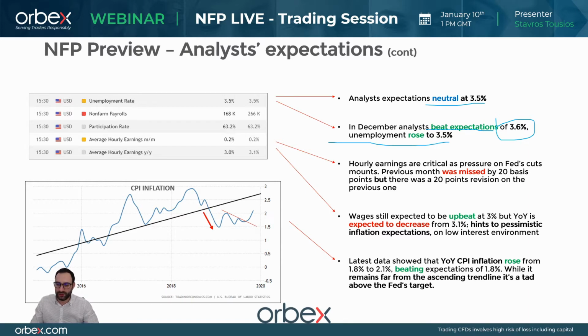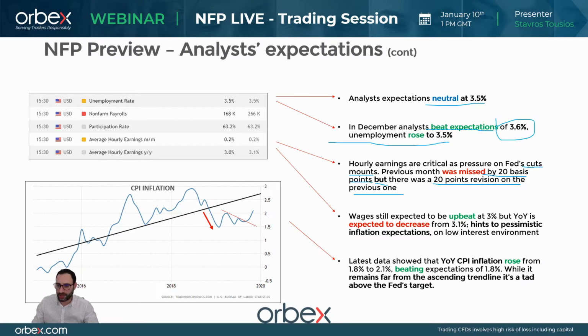Now, the hourly earnings are very, very critical as pressure on the Fed's guidance following the interest rate cuts over the past 6 months is mounting. In the previous month, the hourly earnings missed by 20 basis points, but there was a 20 points revision on the month before, okay?